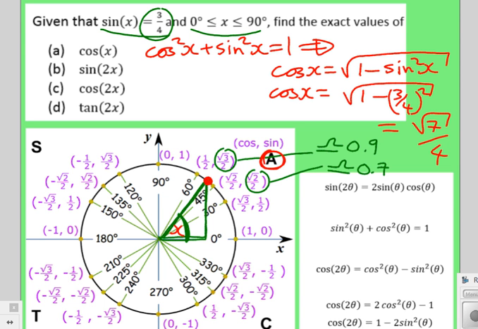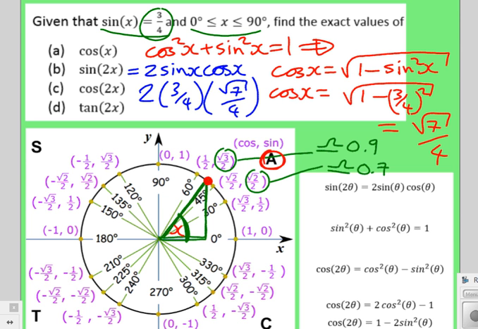Let's do sine 2x. Well, we know the identity. It's 2 sine x cosine x. And we're given sine x. So we get 2 times 3 over 4 times root 7 over 4. And that simplifies to 3 root 7 over 8.